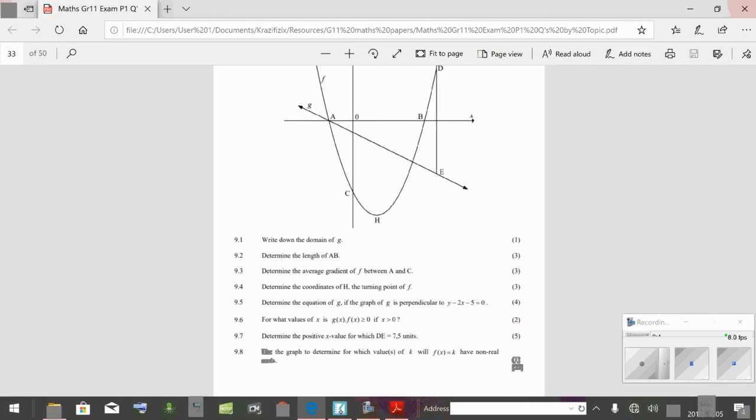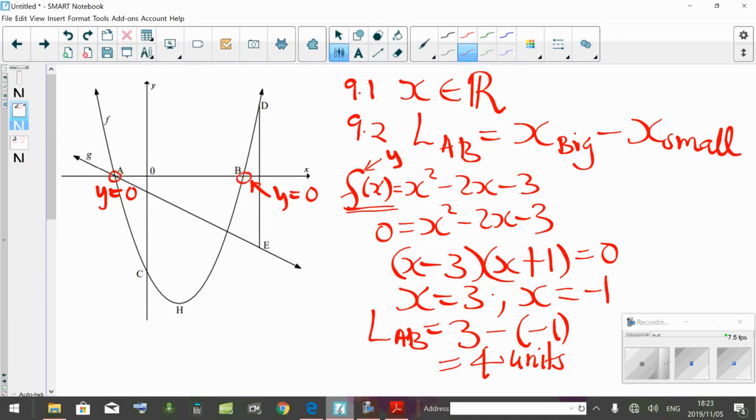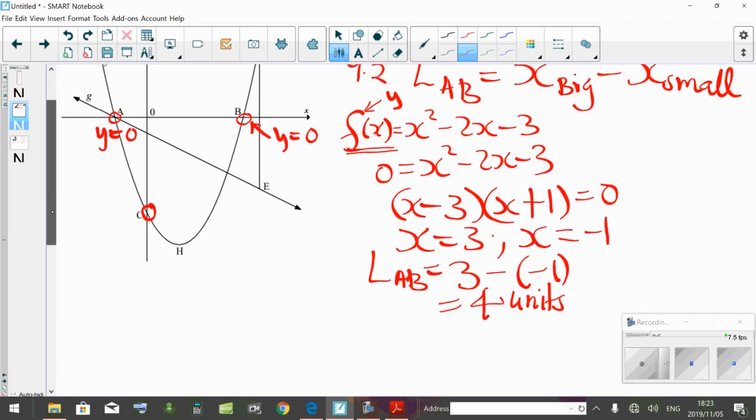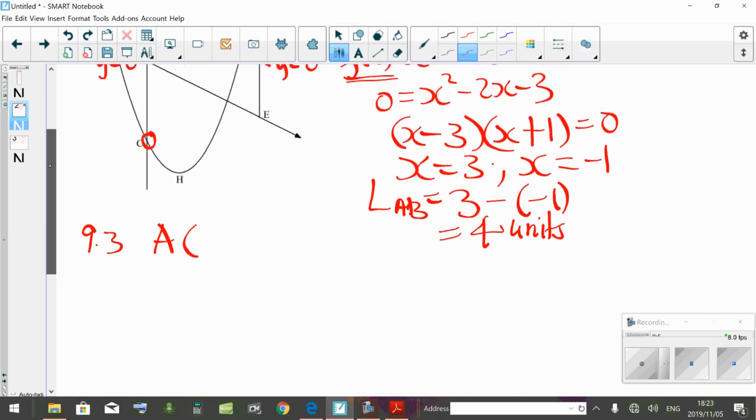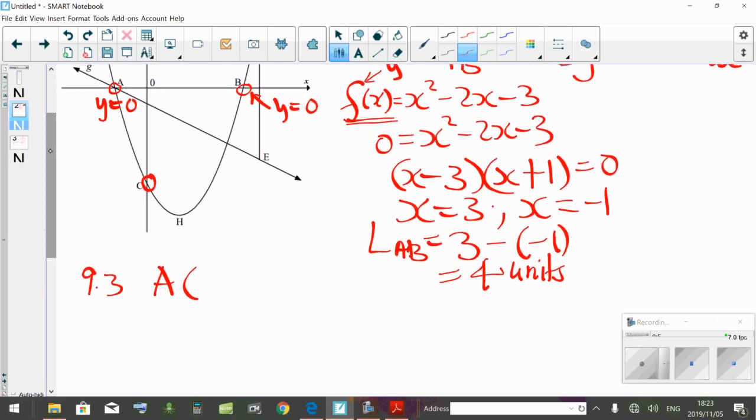9.3. Determine the average gradient between A and C. So going back to our graph, there is our point C. To find the average gradient, we will need the coordinates of both A and C. So for 9.3, I'm going to start by writing down my coordinates for A. We already found out here that the x-intercepts are either 3 or -1. So for A, it's definitely -1 and 0.